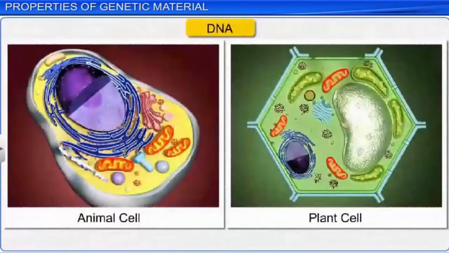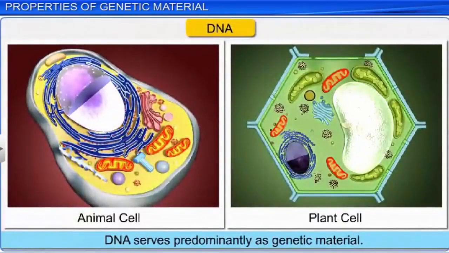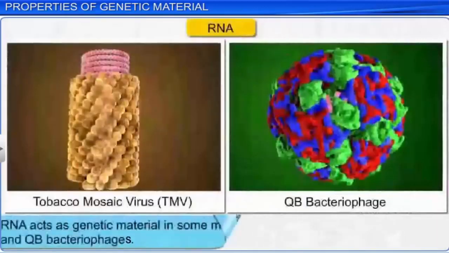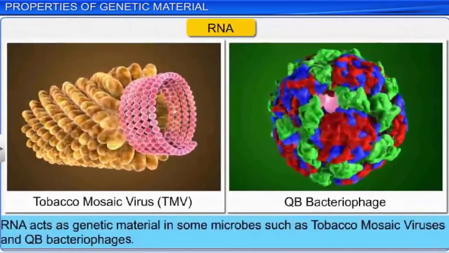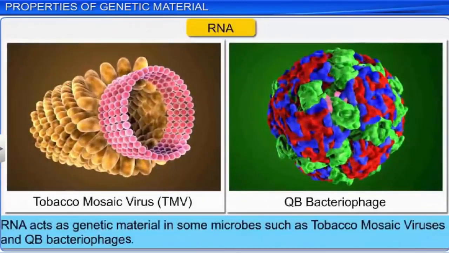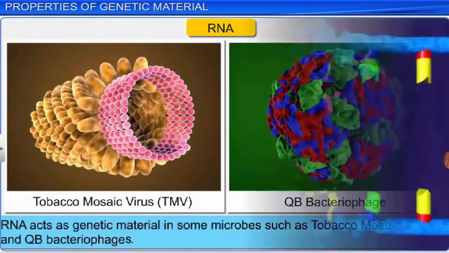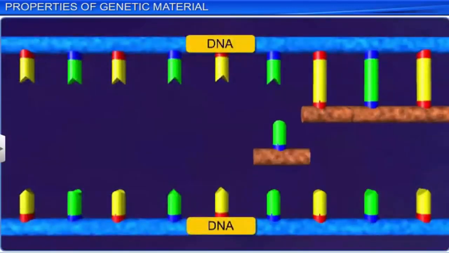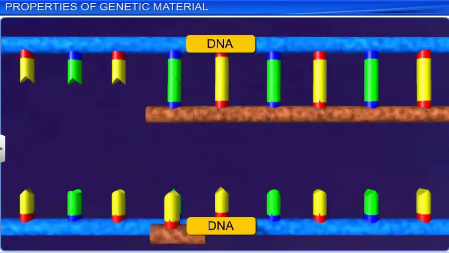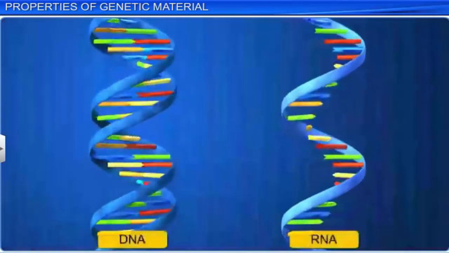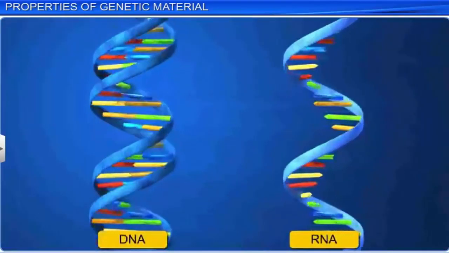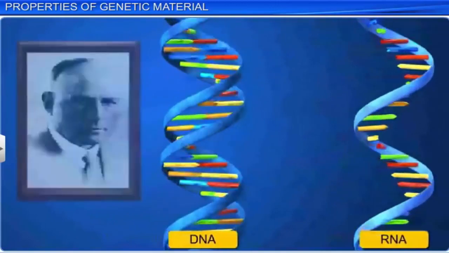Although it is to be noted that DNA serves predominantly as genetic material, RNA also acts as genetic material in few microbes such as tobacco mosaic viruses and bacteriophages, and also performs the role of a messenger and adapter. Of the two nucleic acids, it was DNA that played a part in Frederick Griffith's experiment.